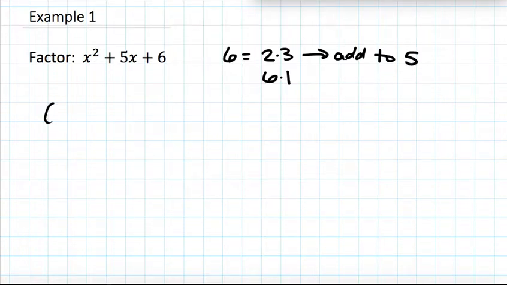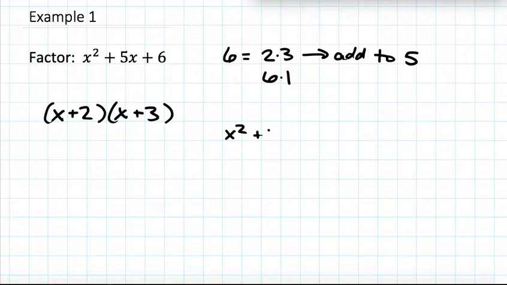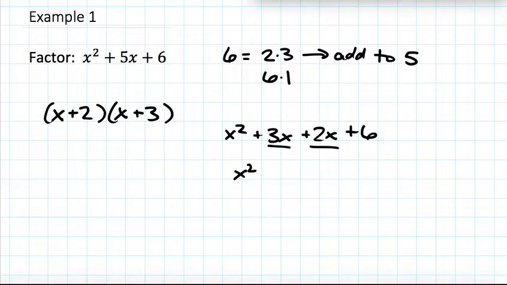So when I set up my parentheses, it's going to be x, and then plus 2, plus 3, or I could write the 3 first. It doesn't matter. So what I can do to check this is I can use FOIL. So if I FOIL this out, I get x squared plus 3x plus 2x plus 6. And when I combine the two terms in the middle, I get x squared plus 5x plus 6, which is in fact my original problem. So it checks out. So this is the answer.